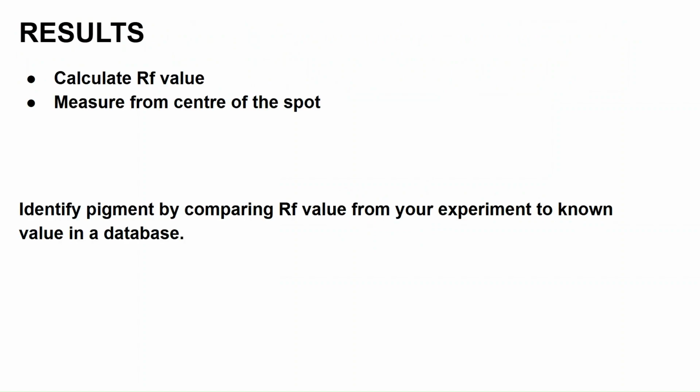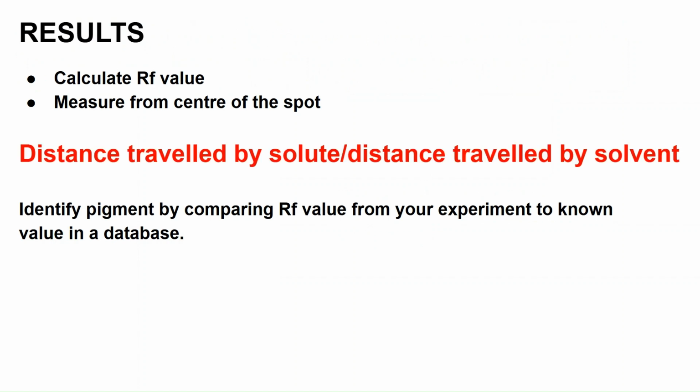So your results then. You have to calculate something called an RF value. How you calculate an RF value is you divide the distance travelled by the solute by the distance travelled by the solvent. The solute is your pigment spot, and the solvent is the liquid that you put the paper in. And obviously, the distance travelled by the solute, your pigment spot, you have to measure from the centre of the spot. Well, you have to try and measure from the centre of the spot anyway.